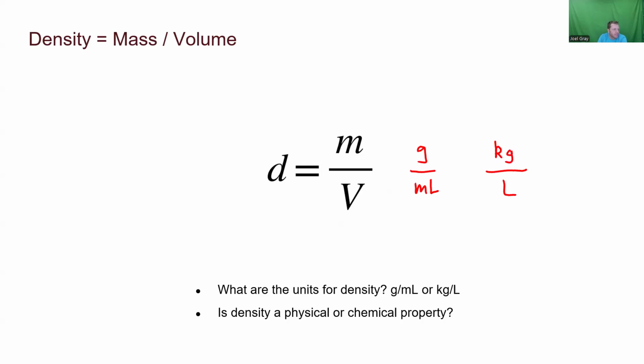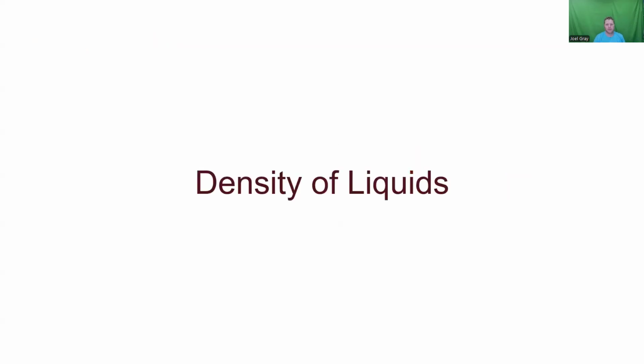Now, is density a physical or a chemical property? Remember, a chemical property is all about how something reacts within the world, whereas a physical property is the way that something exists and you can kind of observe it. What that means is that density is indeed a physical property, not a chemical property, because the density of something is not going to be influencing or influenced by the reacting environment.